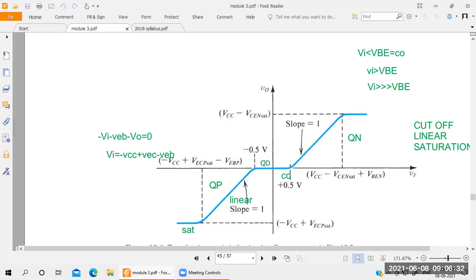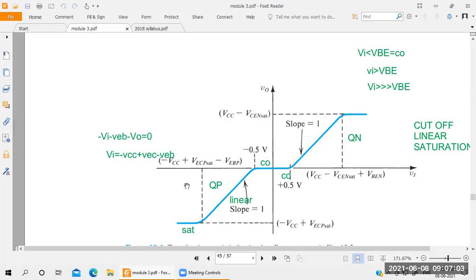This is the cutoff condition. Then after the minus 0.5, you get a linear region, meaning increasing negative output voltage because of the PNP transistor. After reaching the maximum level, the transistor goes into saturation mode. In saturation, you get a constant output voltage. What is the level here? V0 is equal to minus VCC plus VCE saturation P.